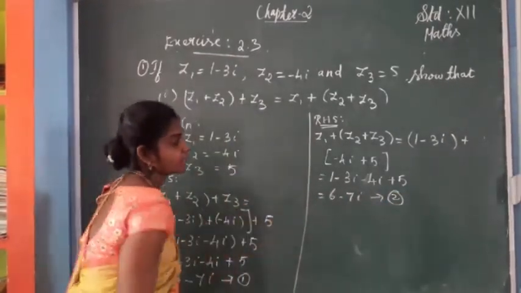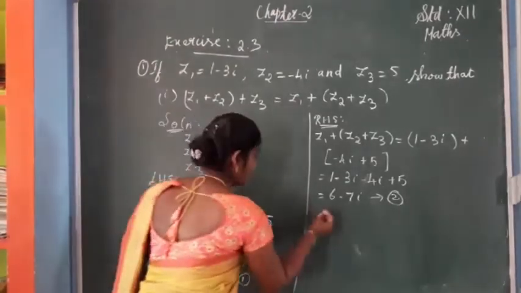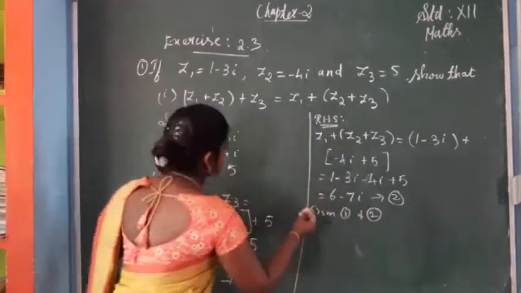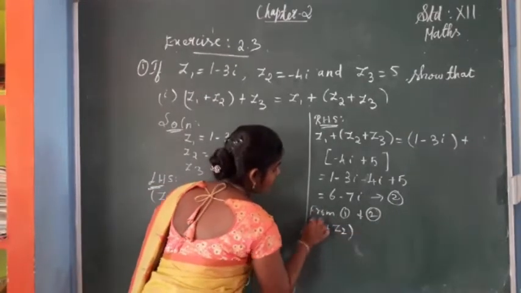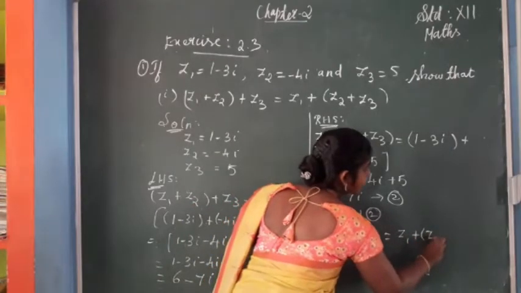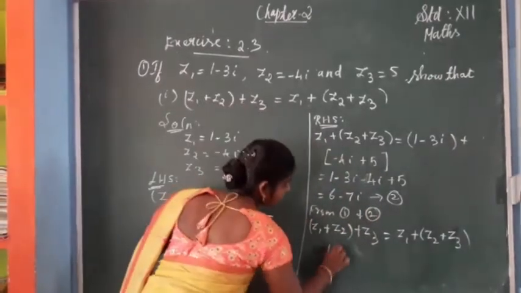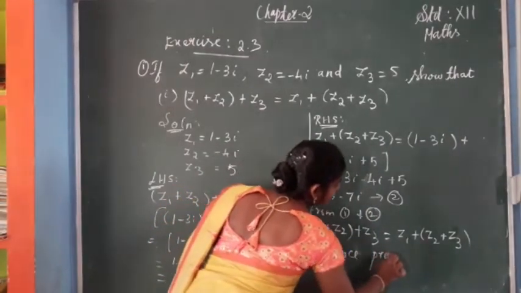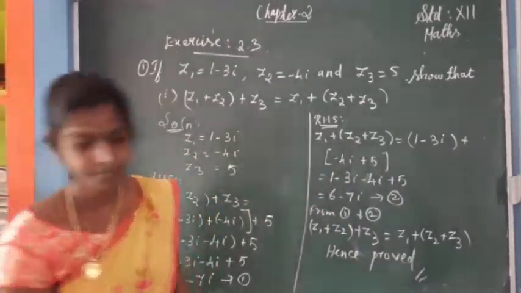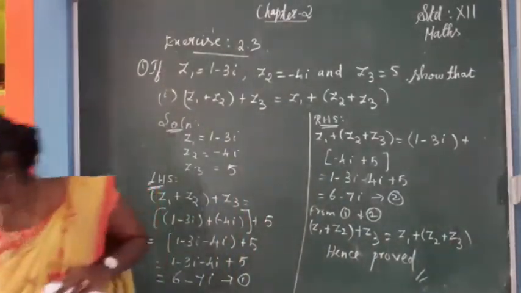From 1 and 2, hence it is verified. We have to prove both sides are equal. So from equation 1 and 2, z1 plus z2 plus z3 is equal to z1 plus z2 plus z3, hence proved. So this is the answer. Next, second question.